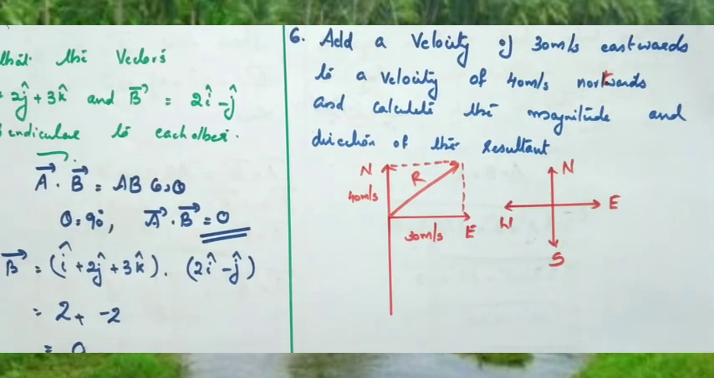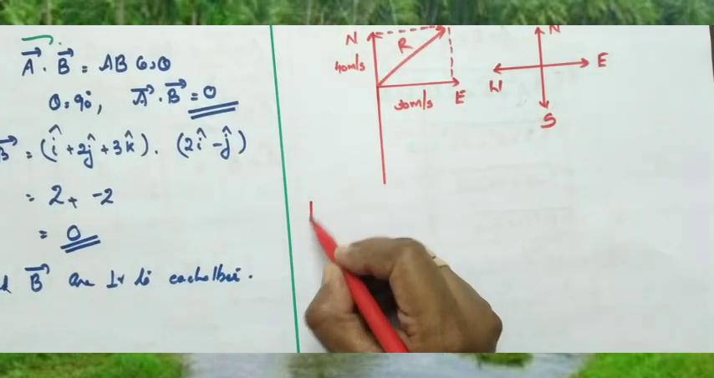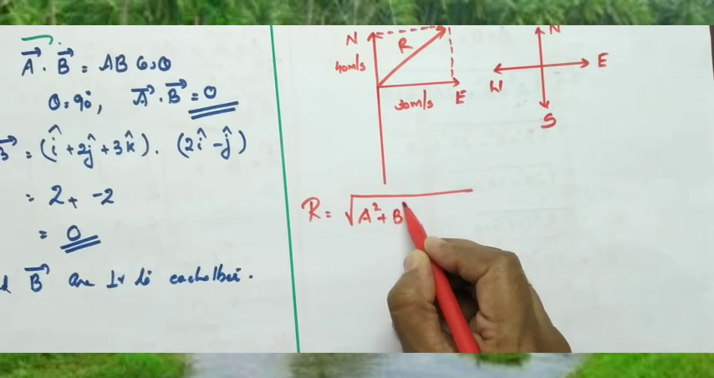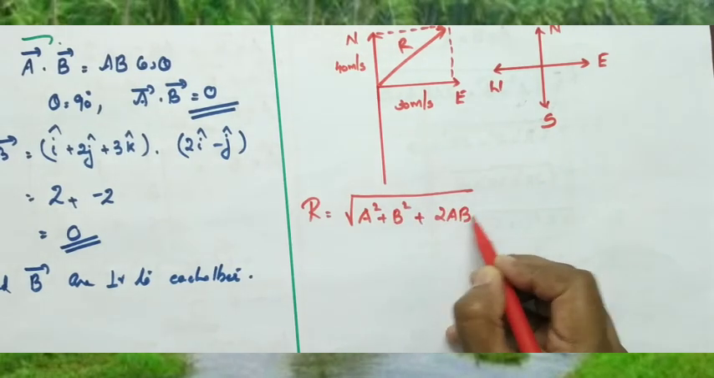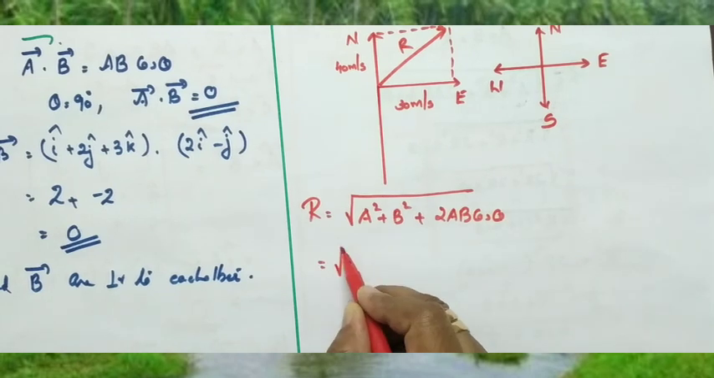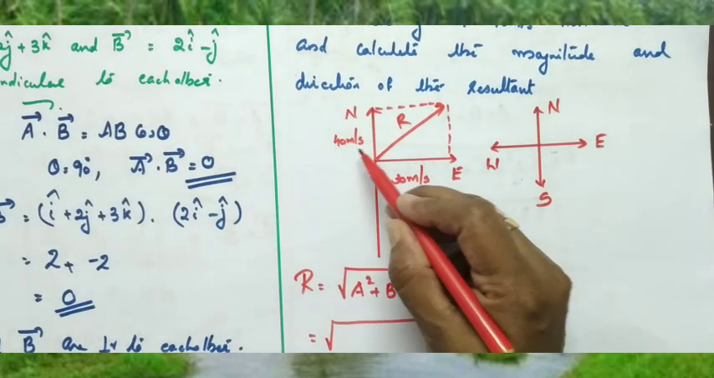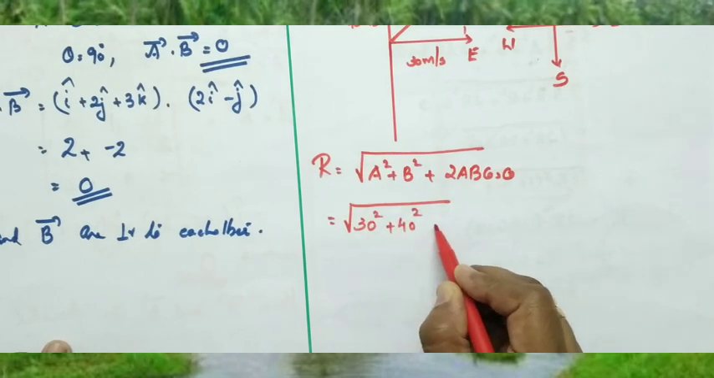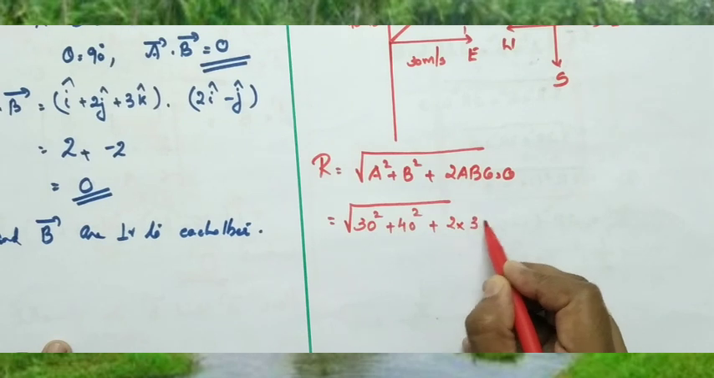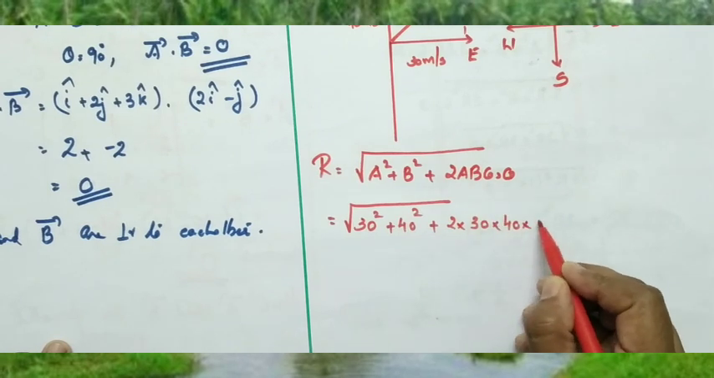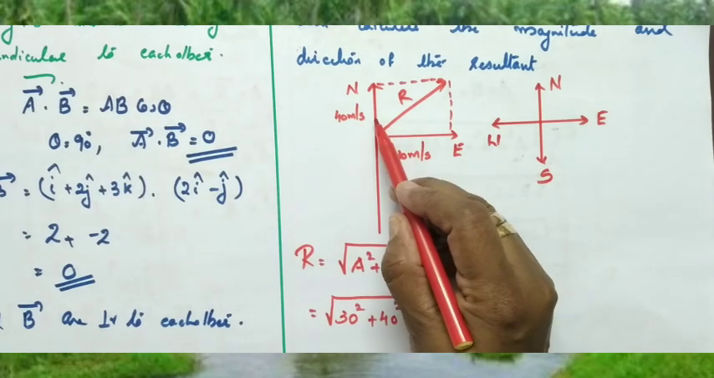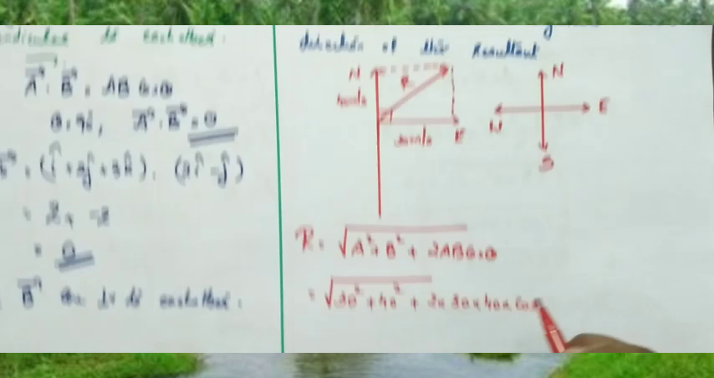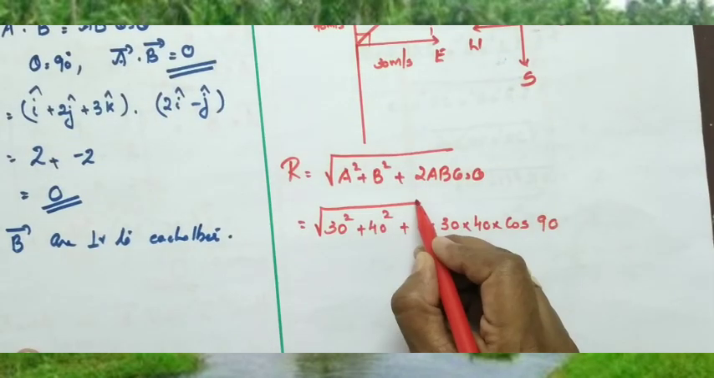Clear, children? So the resultant is given by the formula: resultant R equal to root of A square plus B square plus 2AB cos theta, equal to root of, what are the two vectors here? 30 and 40. So 30 square plus 40 square plus 2 into, what is A? 30. B is 40, into cos of the angle between these two vectors. One is towards east and another towards north. So what is the angle between them? 90 degrees. So cos 90.